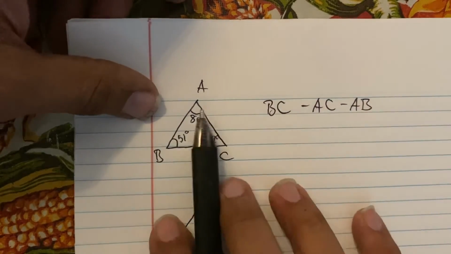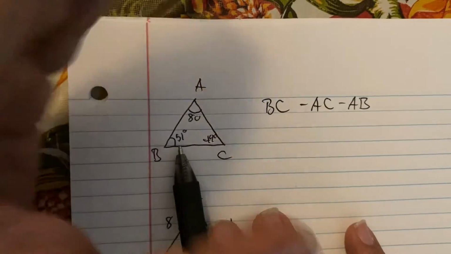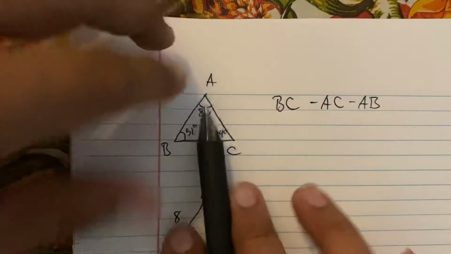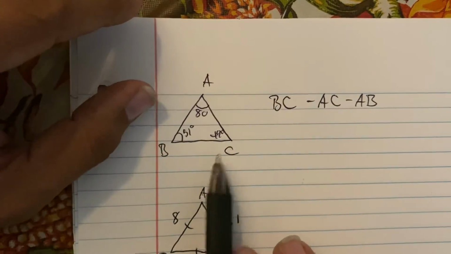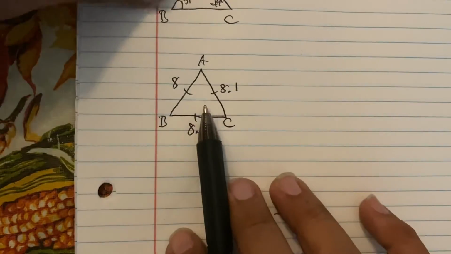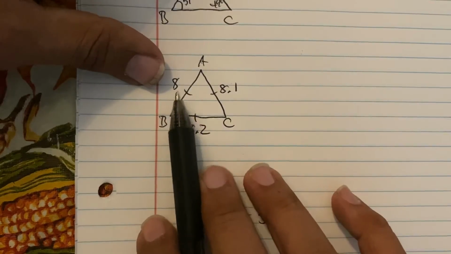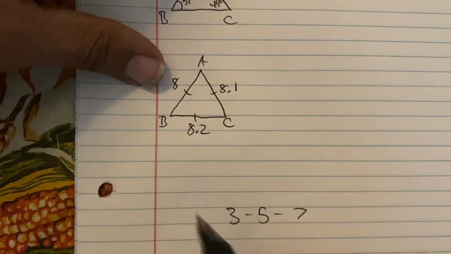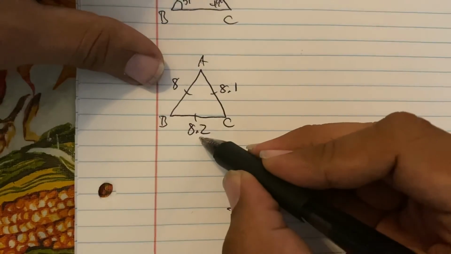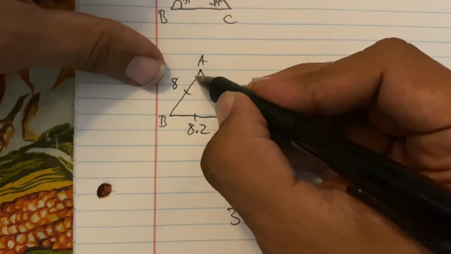Okay? So this angle controls the opening. This angle controls the opening. The larger the angle, the wider it is, the longer the side is on the opposite of it. So the same thing is true with sides. The opposite angle of the largest side is the largest angle. So this is the largest side, which means A is the largest angle.